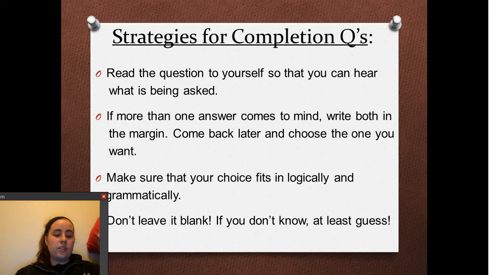And most importantly, don't leave the question blank. Even if you have no idea, write down something. Take a guess. You have a lot of knowledge stored up in your brain from this year, and you have a chance of getting it right, even if you guess.